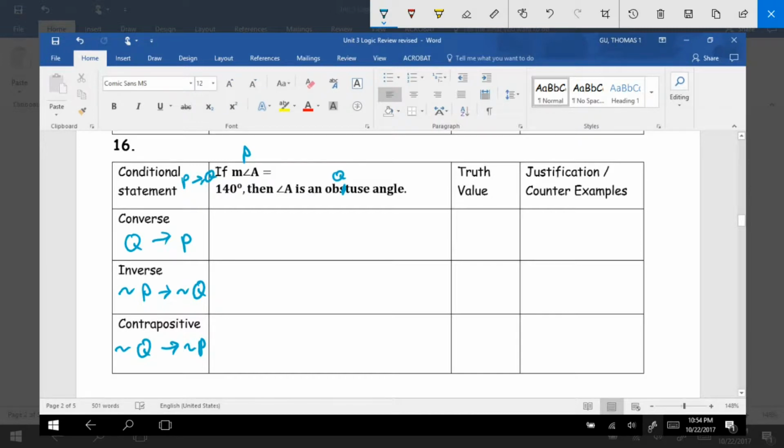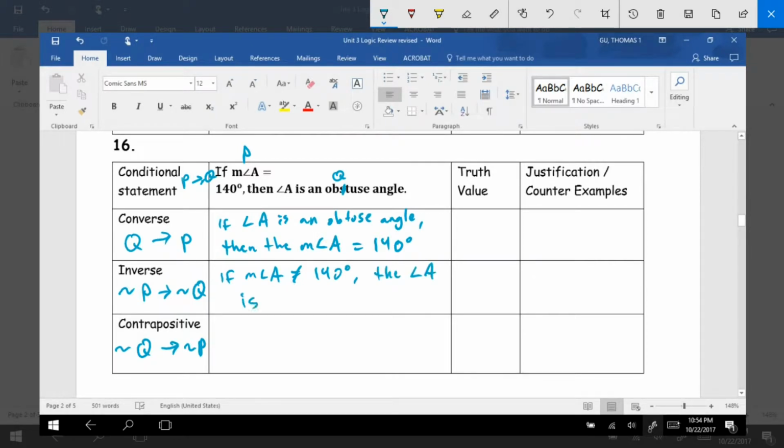So let's do the Q, then P. If angle A is an obtuse angle, then the measure of angle A equals 140 degrees. Next one, if not P, then not Q. If the measure of angle A is not equal to 140 degrees, then angle A is not obtuse. All right, contrapositive. If angle A is not obtuse, then the measure of angle A does not equal 140 degrees.